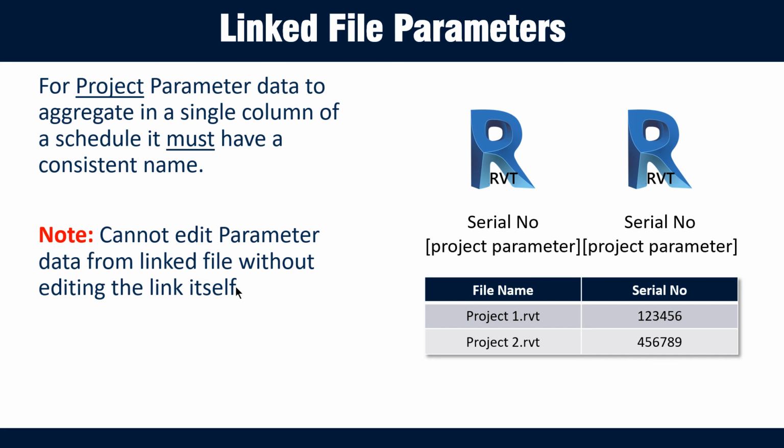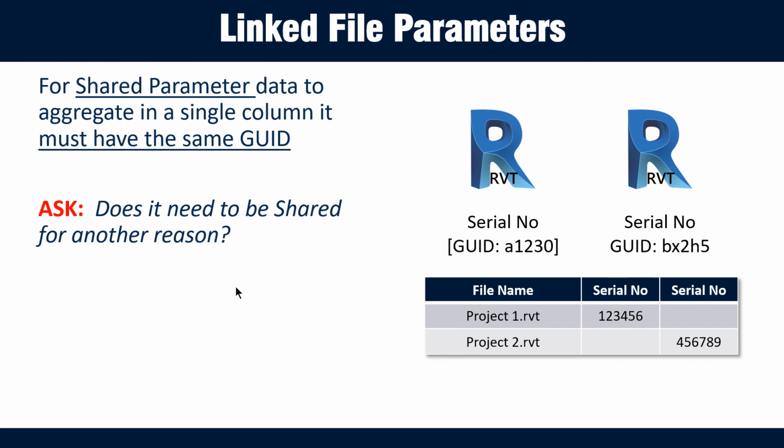Now, for linked files, if you have shared parameter data and you want it to show up in the same column, it has to have the same GUID. Does anybody know what GUID stands for? You would think so, but it's not. Yep, global unique identification, that is correct. You just got the $1,000 question on Jeopardy. Nice work. Yes, that's very, very important. So this is a big, big deal.